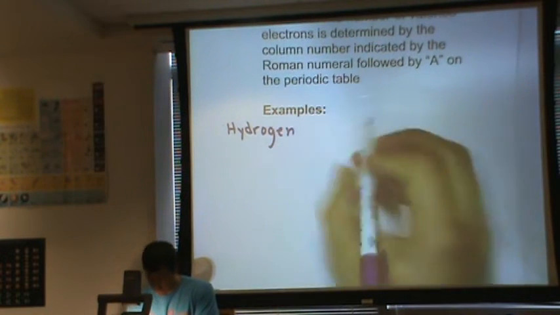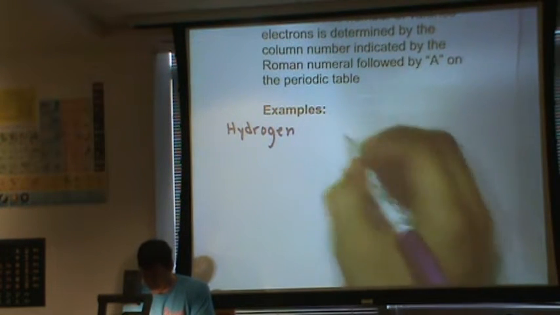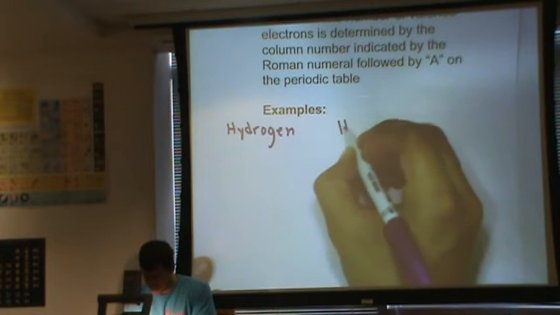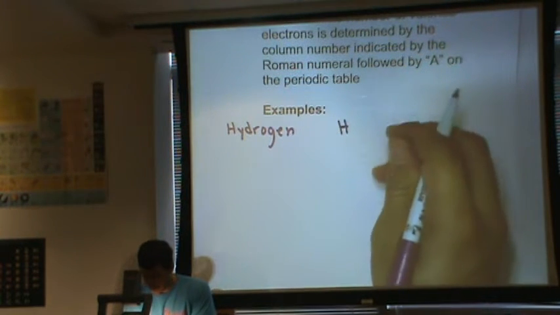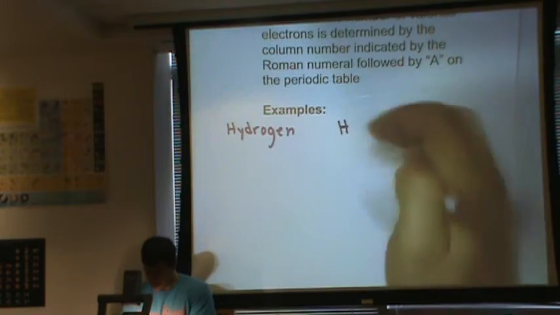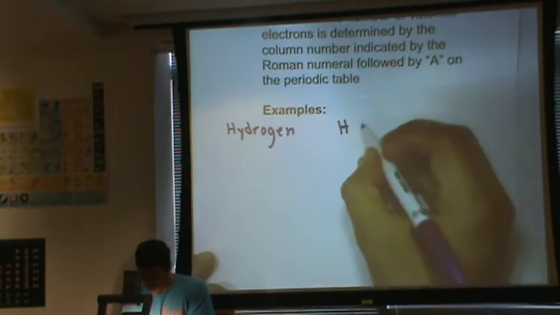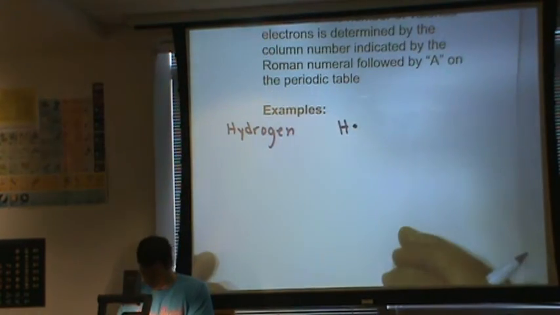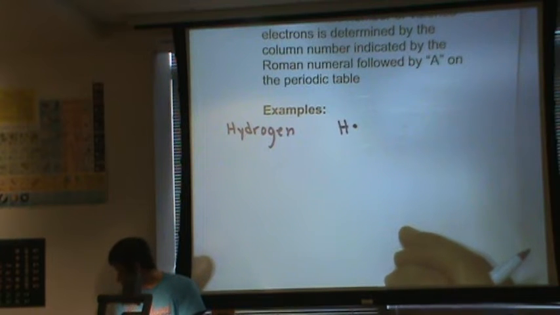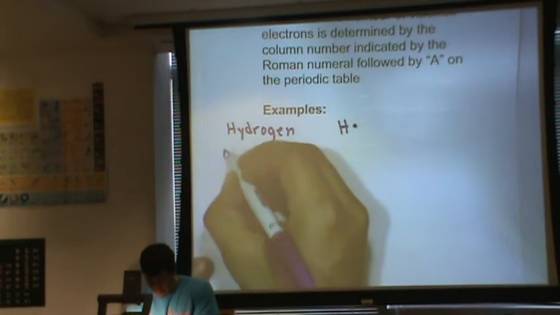So if I were to write the Lewis symbol for hydrogen, I write the atomic symbol for hydrogen, which is just an H. And if we look at the periodic table, it has the number 1A in front of it, so it only has 1 electron. So we just put a dot next to it. Let's do something a little bit more complicated. Let's look at oxygen.